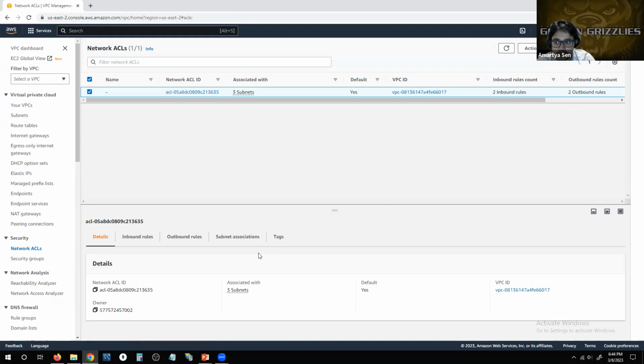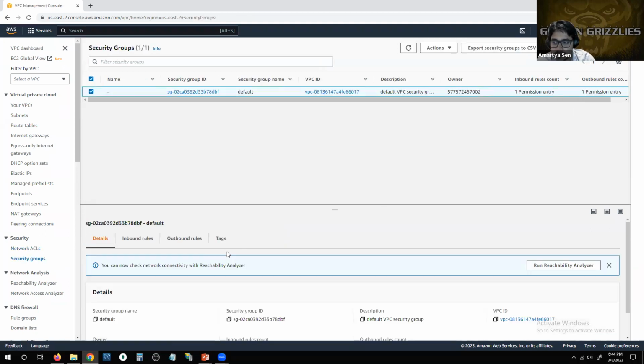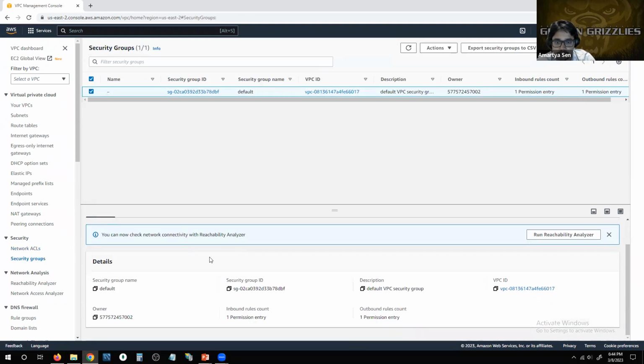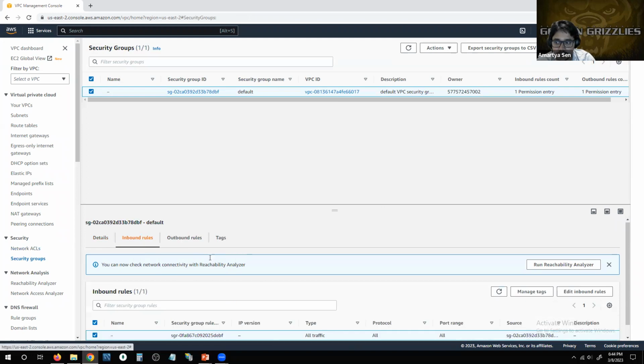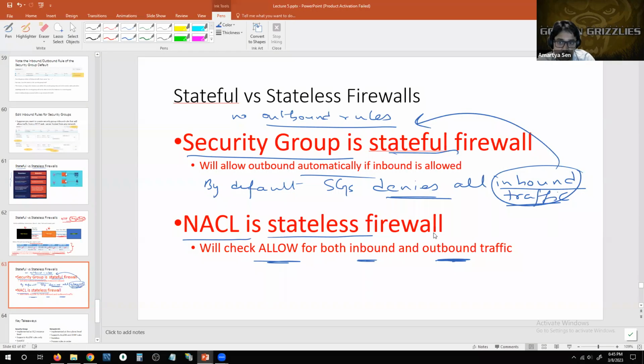When you create your inbound and outbound rules, you get the option to specify separately what your inbound rule is going to be and what your outbound rule is going to be. However, when you're working with security groups, all you need to do is take care of the inbound rules. And then by default, your outbound rules are essentially going to be inherited from that information as well. Okay. So that is something you have to keep in mind, that this is how it works with respect to the properties of stateful and stateless firewalls.